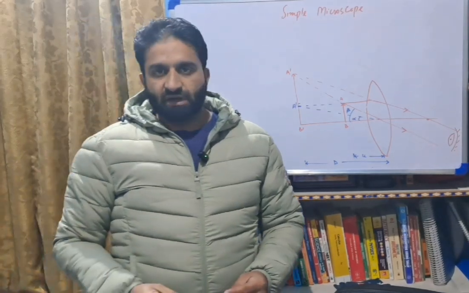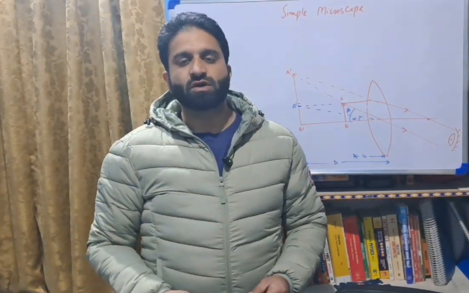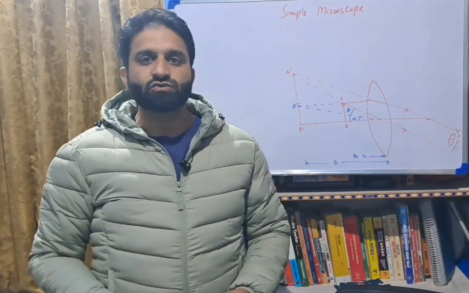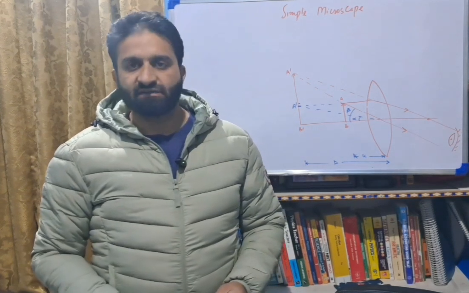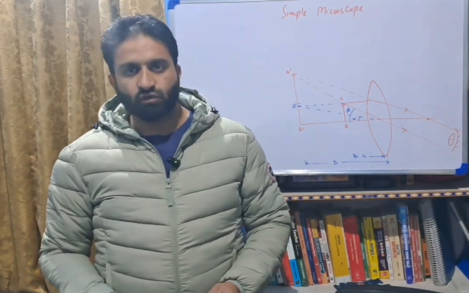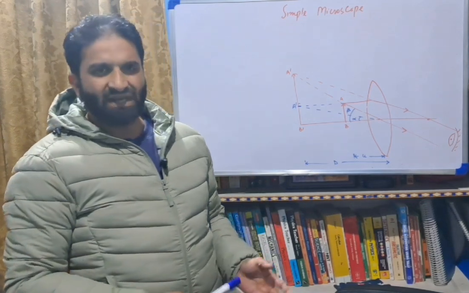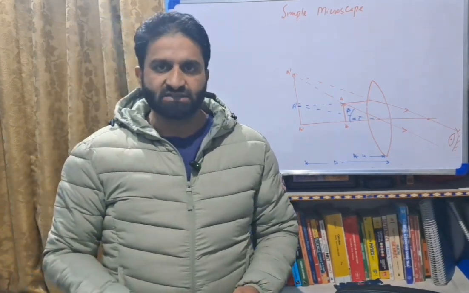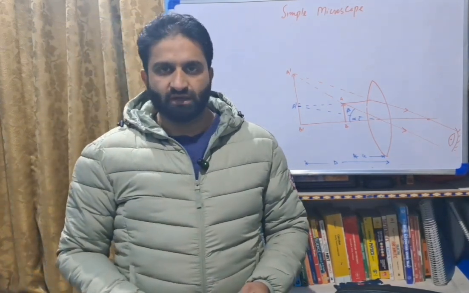Let us discuss about the microscopes. Microscopes are the optical instruments which are used to see highly magnified images of tiny objects. We have got two types of microscopes. One is simple microscope, or that is simply called a magnifying glass, and another one is compound microscope.